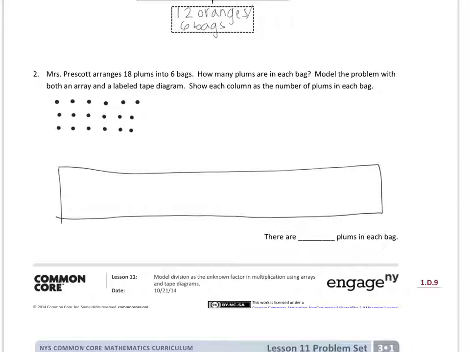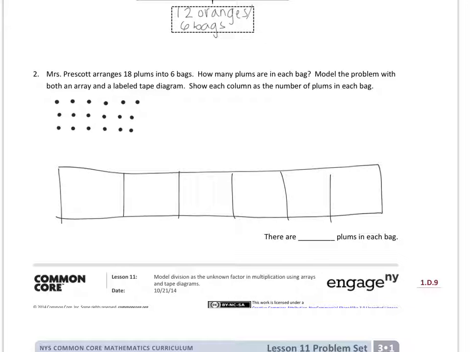Okay, so now what I'm going to do is I need to draw my sections of my tape diagram. Now, each one of my sections is a group, and I know that I have 6 bags. So I need, how many lines will make 6 pieces? Well, remember that the trick is whatever number of pieces you need, you draw 1 less line. So if I need 6 pieces, I'm going to draw 5 lines. 1, 2, 3, 4, 5. Try to make them as even as possible.